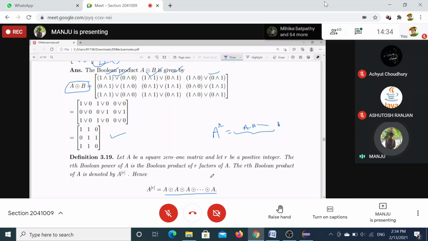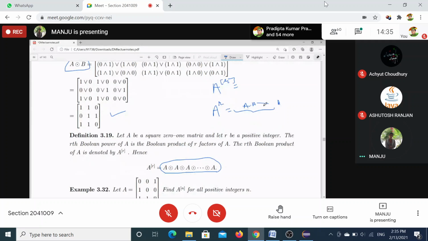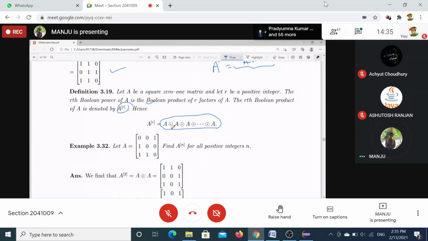In case of Boolean product, this will be equal to R times Boolean product of A. This is the Rth Boolean product of A. So first find A square, the second Boolean product, then A square multiplied with A, third, and so on.